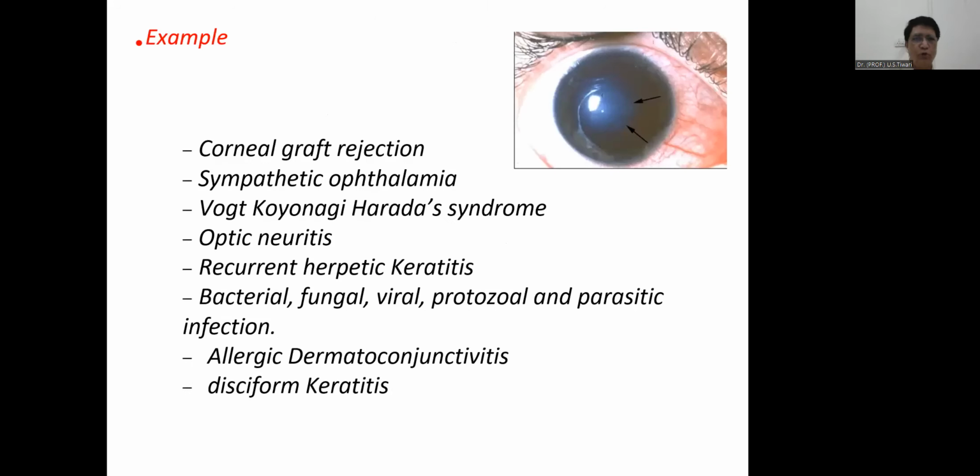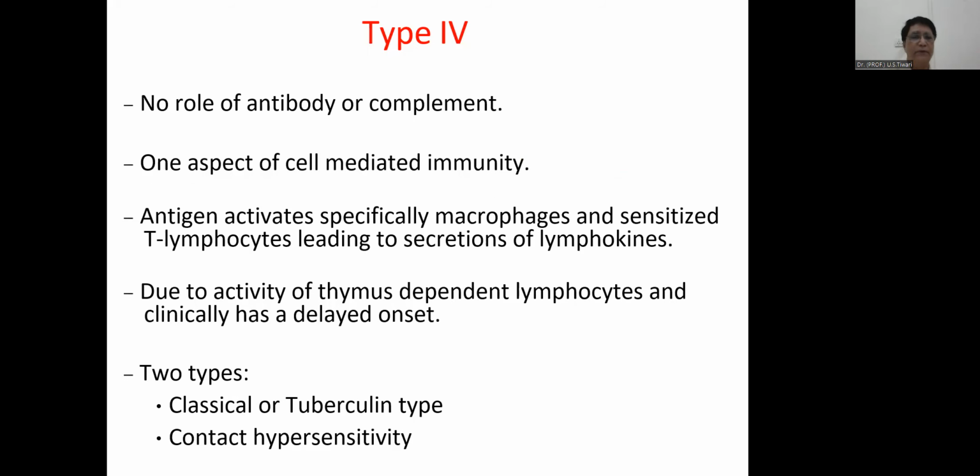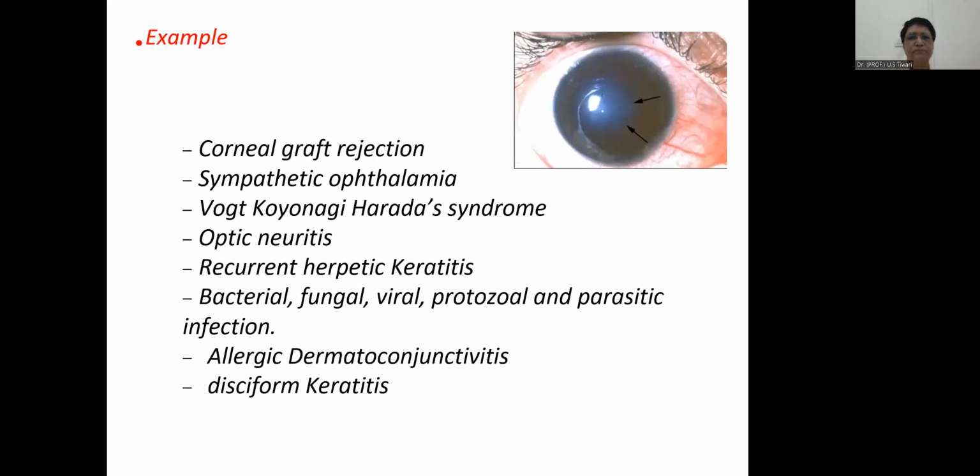Type 4. In type 4, there is no role of antibody or the complement. One aspect of cell-mediated immunity is being represented in type 4. Antigen activates specifically macrophages and sensitizes T lymphocytes, leading to the secretion of the lymphokines. It is due to the activity of the thymus-dependent lymphocytes or T lymphocytes, and clinically has a delayed onset. There are two types, tuberculin type and contact hypersensitivity type. So these are two varieties of the type 4 hypersensitivity response.